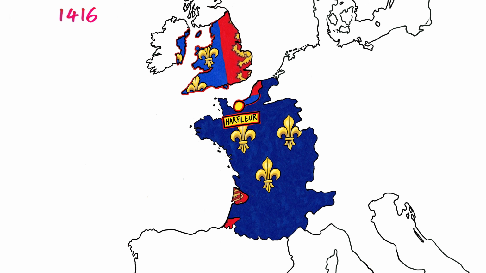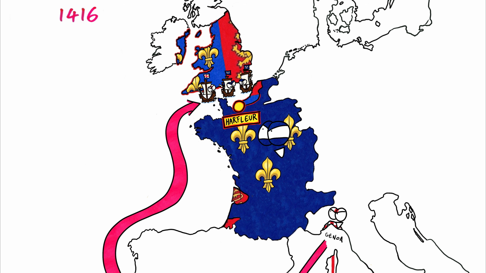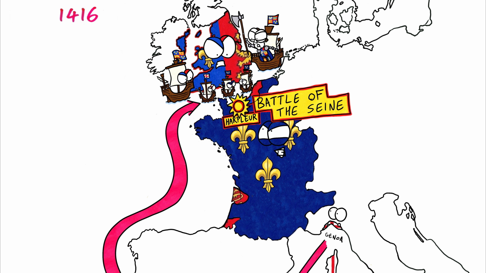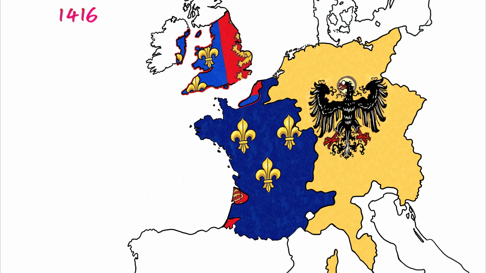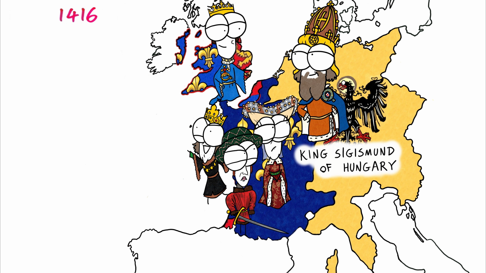The following year, French ships and their allies from Genoa surrounded Harfleur. Henry's brother John, Duke of Bedford, raised an English fleet and defeated the French. Henry negotiated peace, keeping an impressed King Sigismund of Hungary and indeed the Holy Roman Empire out of the war. Henry returned to England and prepared for a new campaign.